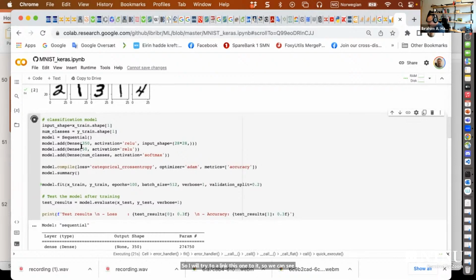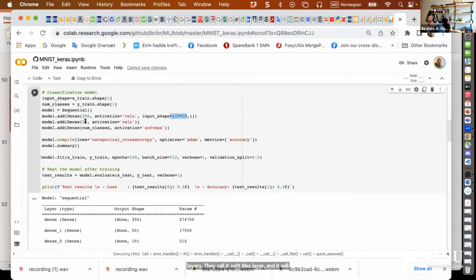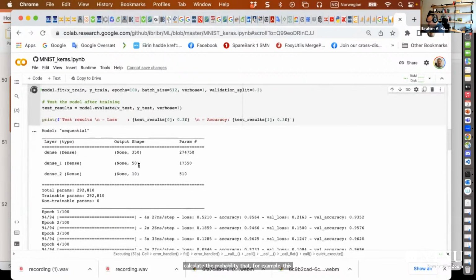The second hidden layer has 50 neurons, and it uses ReLU. We need to define the input shape only for the first hidden layer because this is the most important part. For the second layer, we don't need to do this because it will get this number automatically from the previous layer, which is 350. Then there is the softmax layer, which will calculate the probability that, for example, this example belongs to 2, or to each category. We will use categorical cross entropy. As you can see here, this is the summary of the model.